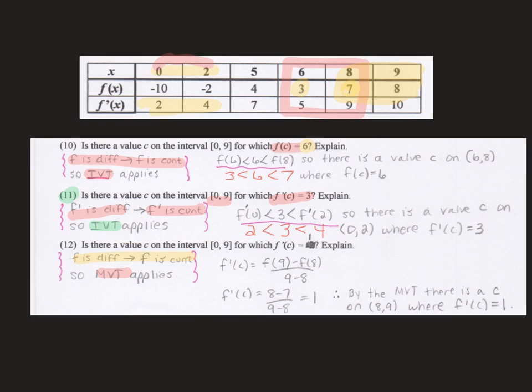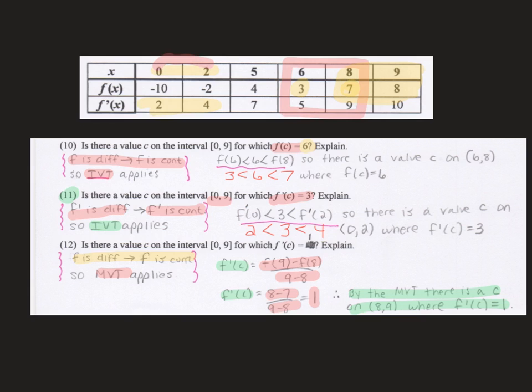And what the MVT says is if you can find a place where the average rate of change equals 1, and I have found it right here, f of 9 minus f of 8 over 9 minus 8 equals 1, I am guaranteed to have an instantaneous rate of change, that's this f prime of c, that also equals 1. So I used MVT on that one.